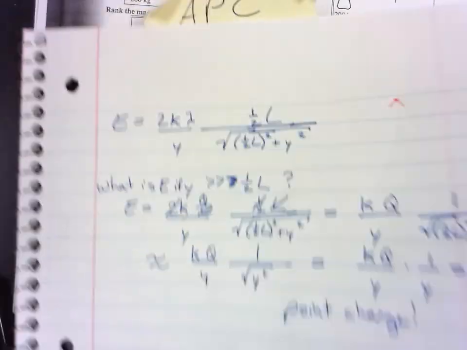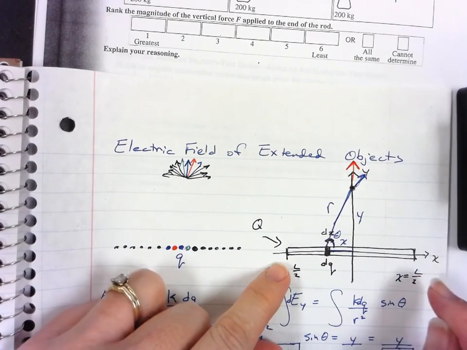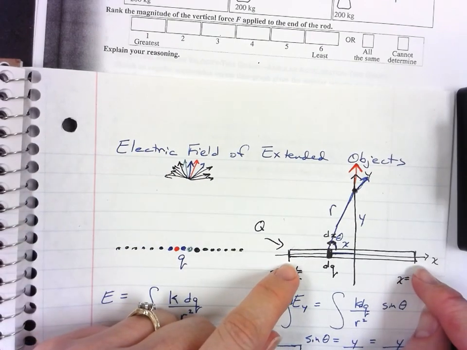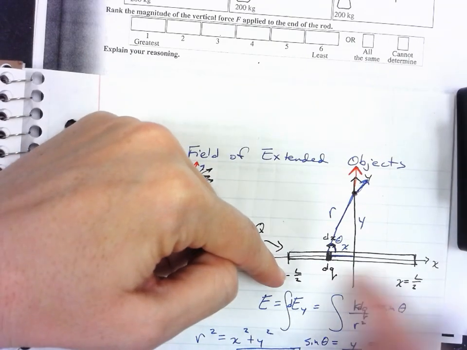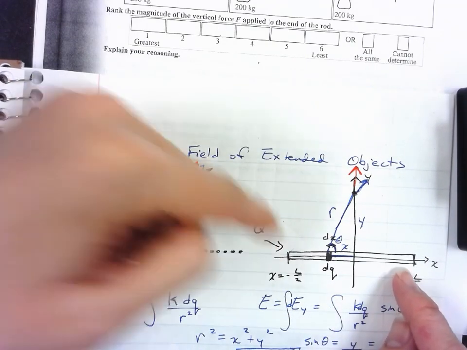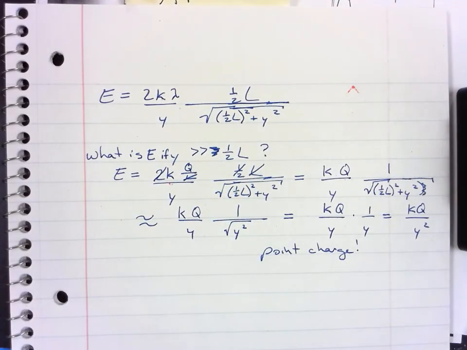If we flip back to the picture, if this is a ruler length, so 30 centimeters, but you're a kilometer away, you're not going to notice it's a ruler. You're just going to see it as a point. So if you're really, really far away, it makes sense that we get our point charge number back.